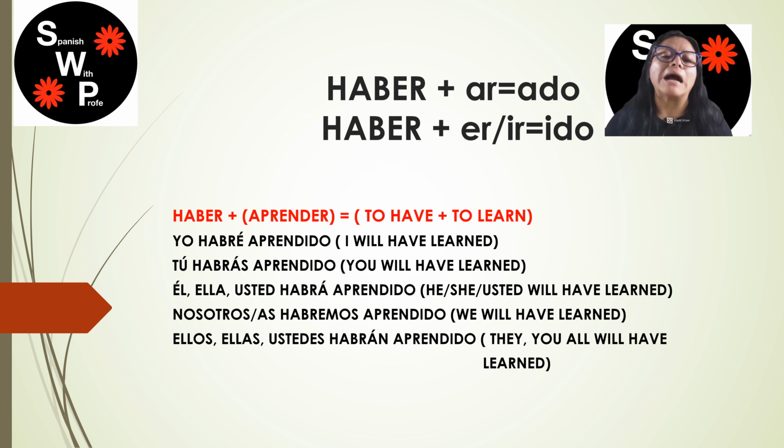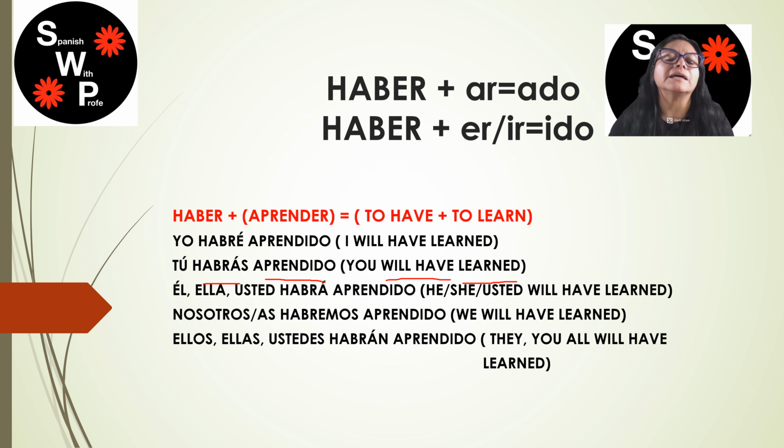Now we're going to move on to aprender. So that is the verb to learn. Yo habré aprendido. Tú habrás aprendido. So habrás is equal to will have, and aprendido is the past participle of the verb to learn, and it's right here. Excelente. Ella habrá aprendido. Usted habrá aprendido. Él habrá aprendido. Nosotros habremos aprendido. O nosotras habremos aprendido.